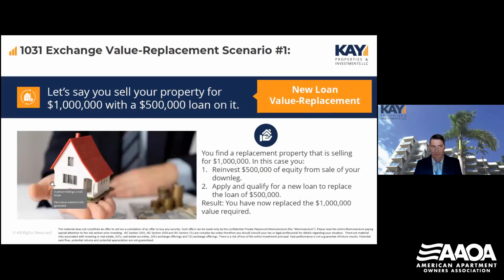So let's do a couple scenarios here. Let's say that you sell your property for $1 million with a $500,000 loan on it. You find a replacement property that is selling for exactly $1 million. In this case, you can reinvest $500,000 of equity from the sale of your relinquished property, and apply and qualify for a new loan to replace the loan of $500,000. The result is you have now replaced the $1 million value requirement. This would be a 50% loan to value, because 50% is equity that's coming from the investor and 50% is debt that's coming from the lender.